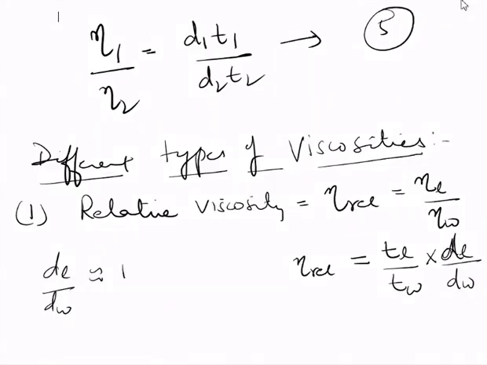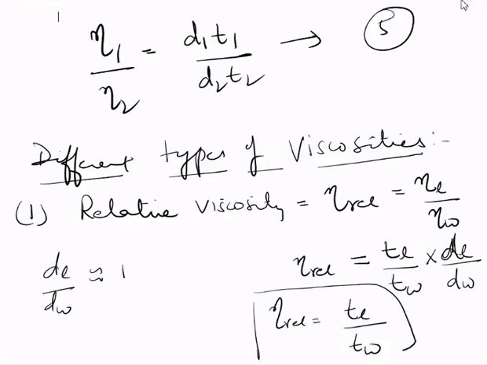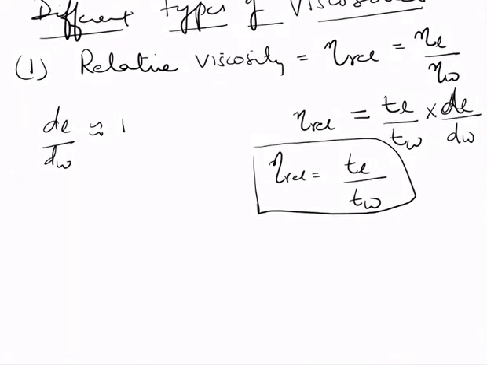So then your eta relative will become as time of flow of the liquid upon time of flow of the water class. So simplify always this equation. Densities are comparable, or for the liquids which have the densities closer to the water class. Okay. So this is the relationship. Now we know that eta relative is the ratio of the time of flow of the liquid to time of flow of the water class.